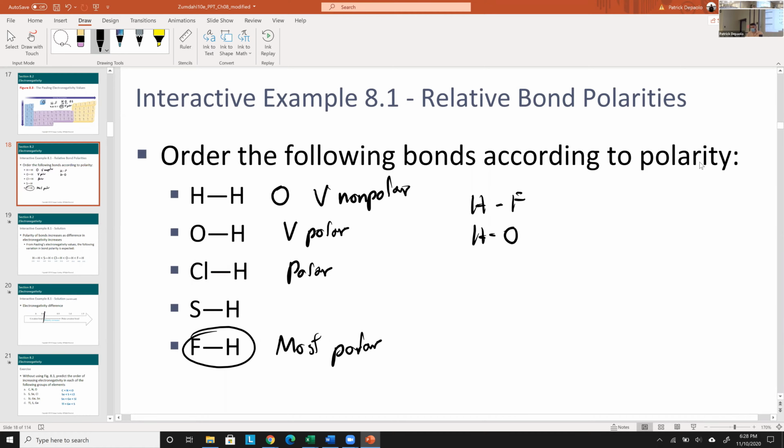And then chlorine would come next, because if you compare chlorine to sulfur, they're on the same level, but chlorine is closer to the right, so it's a little bit more electronegative than sulfur. So it would be next, HCl, and then HS, and then HH. So let's take a look at that.